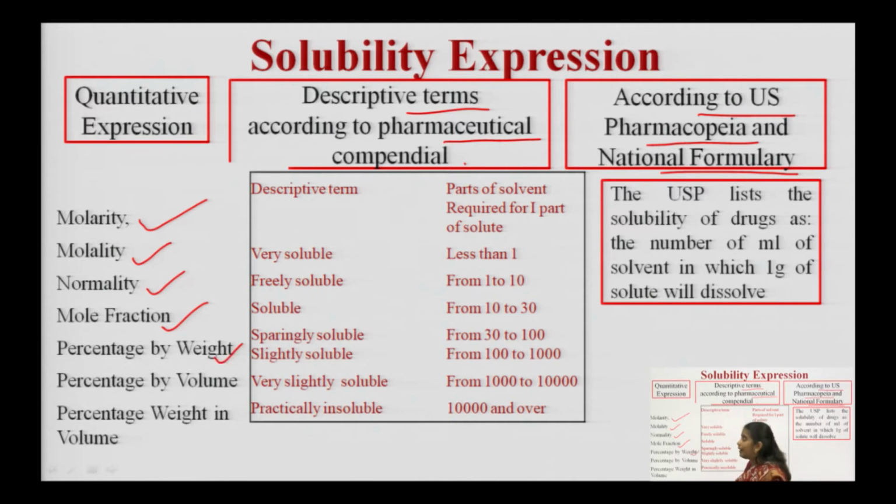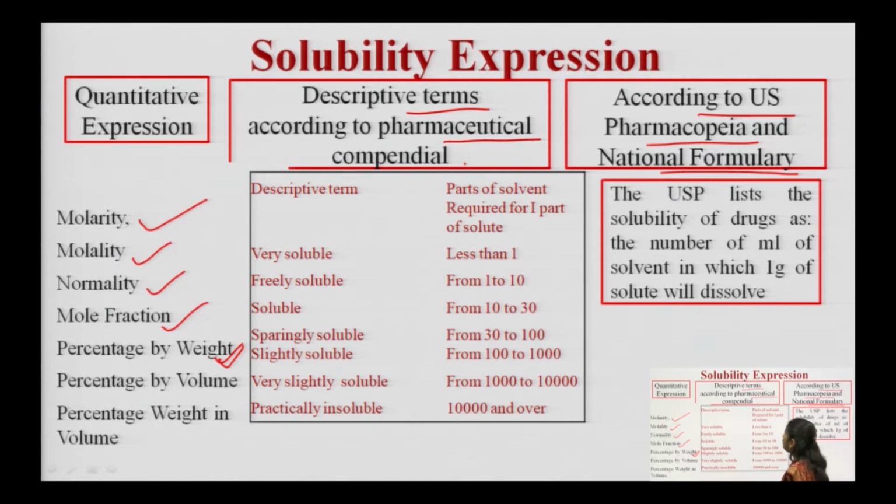Then comes percentage by weight. Percentage by weight means the weight of the solute which is present in 100 grams of the solvent, sorry, we can say 100 grams of solution. Then comes percentage by volume. It is the volume of solute present in 100 ml of solution. Percentage weight in volume is how much solute in grams is present in 100 ml of solution.